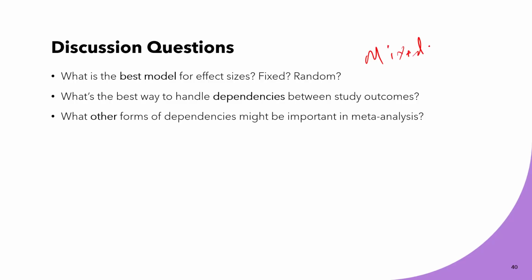And I think you should ask yourself that for the meta-analysis you're doing. Does it matter for your particular literature, and how does that map onto your topic splits and your whole plan for the meta-analysis? And then finally, I'd say, what are the other forms of dependencies that might be important in meta-analysis? I think that would be worth a good 10-minute chat.